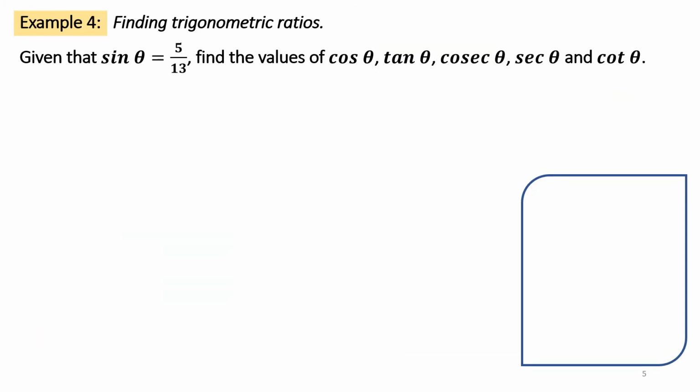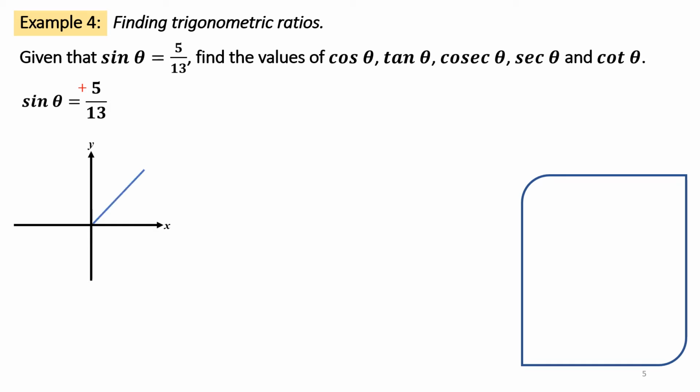Now let's take a look at example 4. We were given sin theta is equal to 5 over 13, and we need to find the value of cos theta, tangent theta, cosecant theta, and secant theta, as well as cotangent theta. Before we start, we need to identify the information given. So sin theta is equal to a positive number, which means our angle will be in the first quadrant, because the first quadrant will give us a positive value for sin theta.